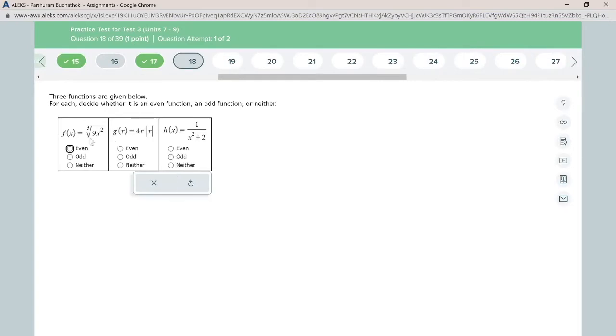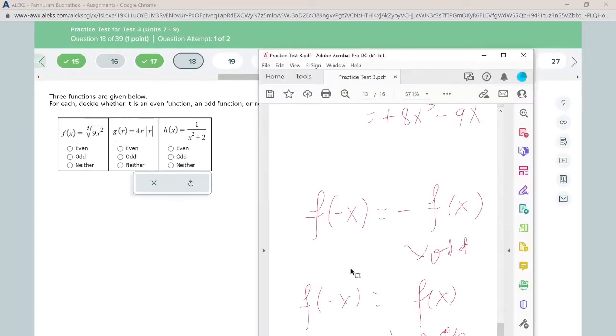Okay, next question. Now, by using the same idea, just find out f of negative x and negative of f of x and equate them. If it's equal to negative of f of x, that's the odd function. If it's equal to the positive of f of x, it's an even function. If this is not equal to the first one or the second one, that's the neither function.